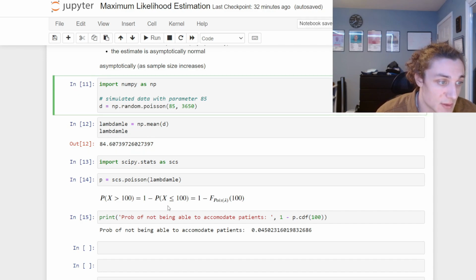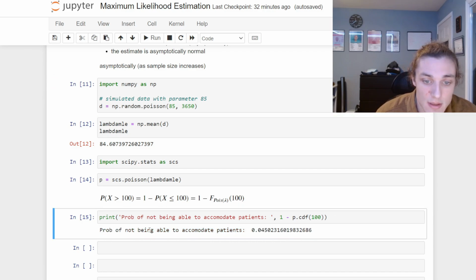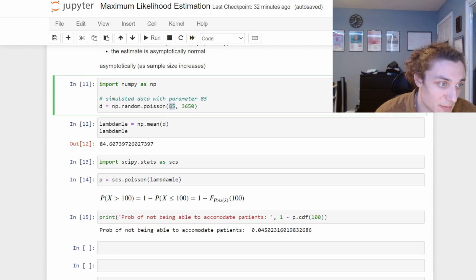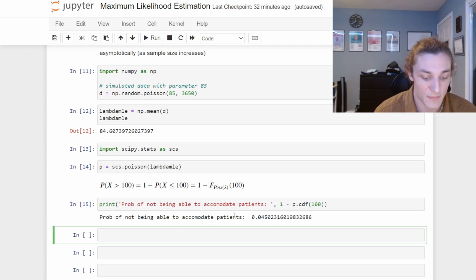So let's see what the discrepancy is now. We constructed this probability of not being able to accommodate patients by using the data to construct an estimate for lambda. But we know the population parameter, so let's see how far off we are. So I'm going to go ahead and create a new one. Say P2 is equal to SES.Poisson, and I'll give it the population parameter. We would never have this, but we want to see what the error could be.